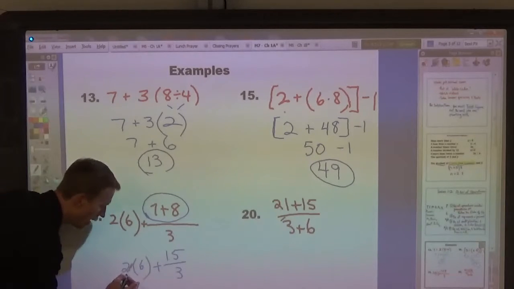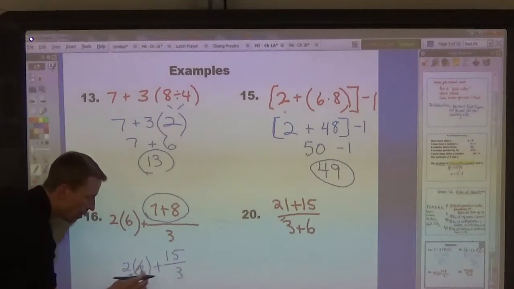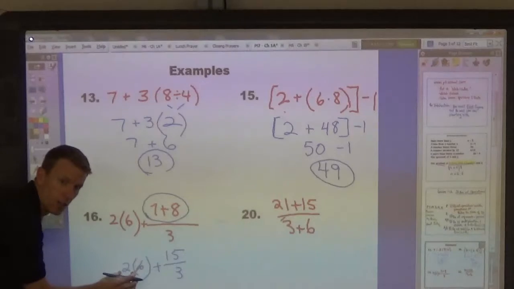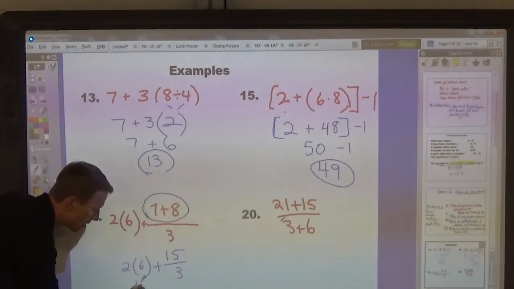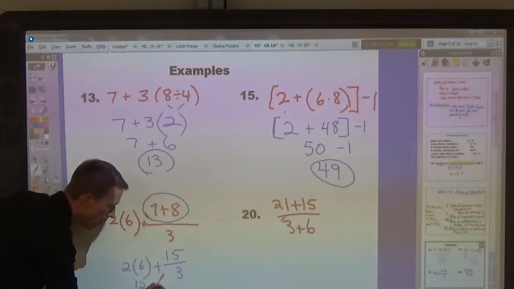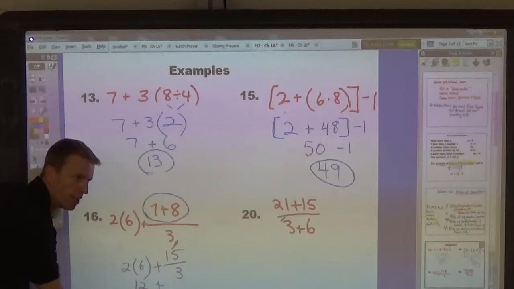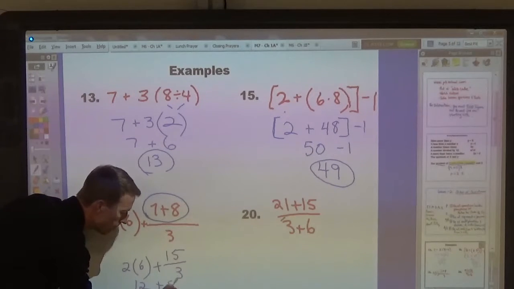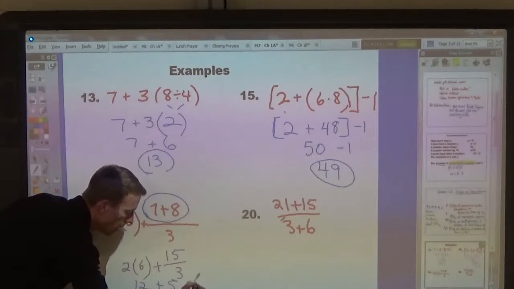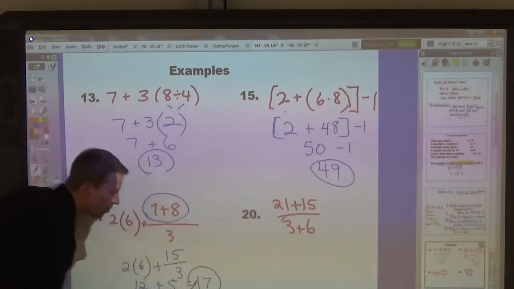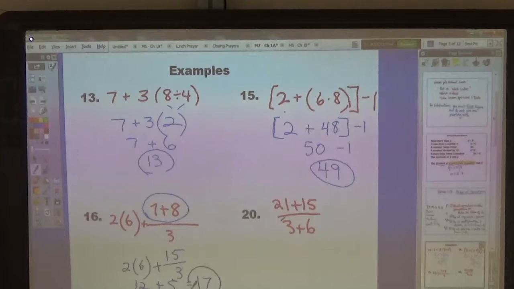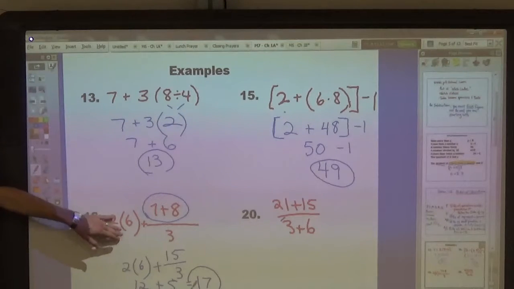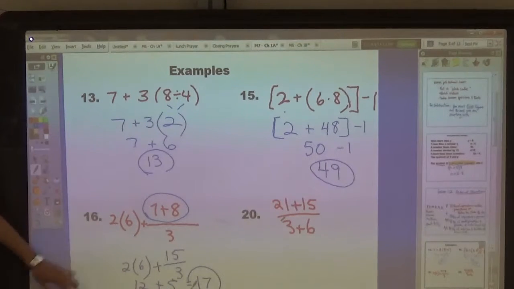Since these are separated by a plus sign, we can do the multiplication and the division in the same step. 12 plus 5, and that equals 17. Okay? Now, feel free to copy these, you guys. This is going to be part of your homework assignment. So feel free to copy these.